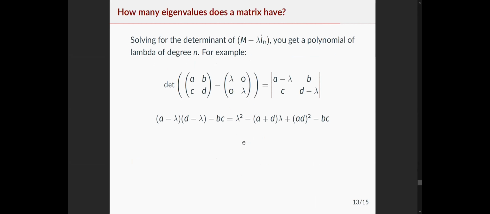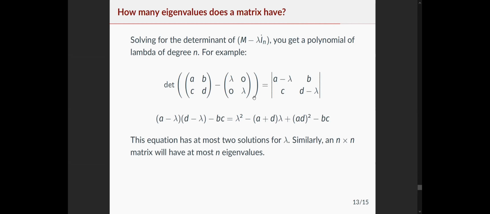So how many eigenvalues does a matrix have? Well, if you solve for the determinant, as I think you're very used to doing mechanically, you always get this polynomial. The polynomial is always of degree n, where n is the dimension, right? So we have a 2x2 matrix, we'll always have a polynomial of degree 2. The most you'll get is lambda squared, which means that it only has up to 2 solutions, right? Similarly, an n by n matrix will have at most n eigenvalues.